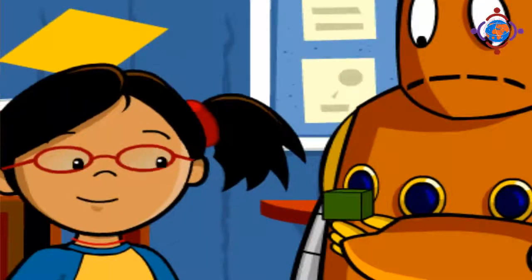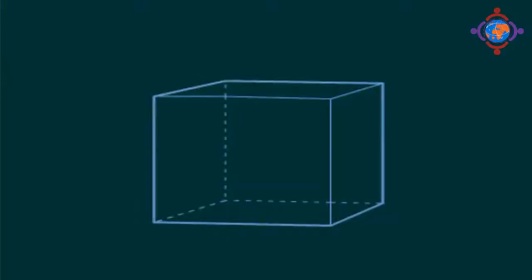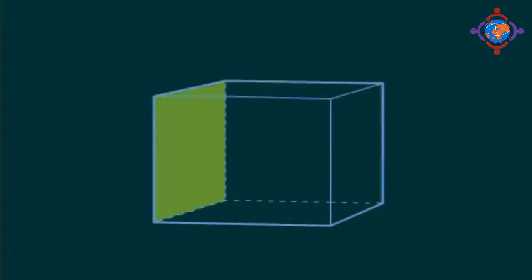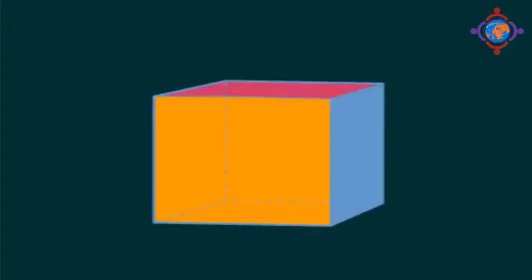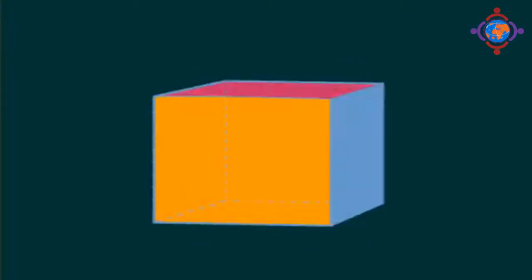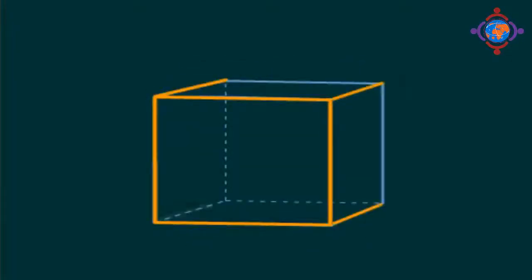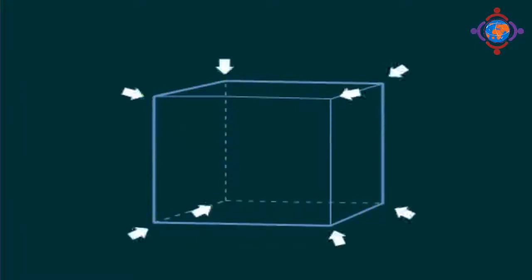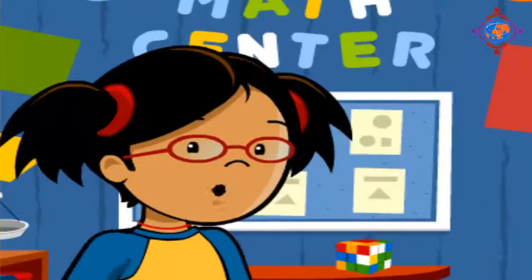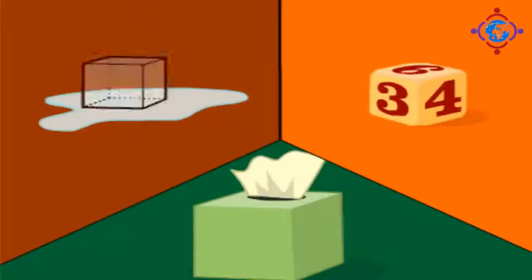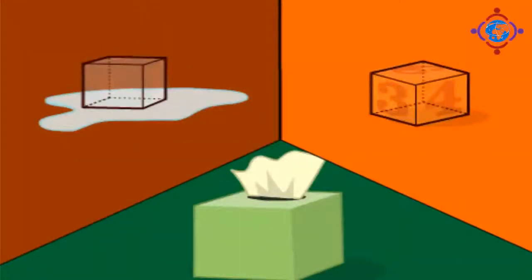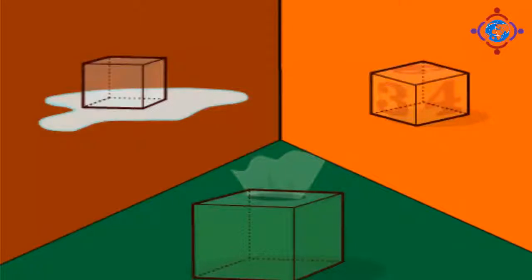What is a cube? A cube is a solid shape. It has 6 faces or flat sides. The faces on a cube are all squares. There are 12 edges where the faces meet, and there are 8 vertices or corners. Plenty of things are shaped like cubes, like an ice cube, a number cube, or a box of tissues.